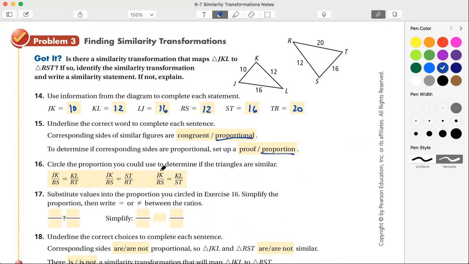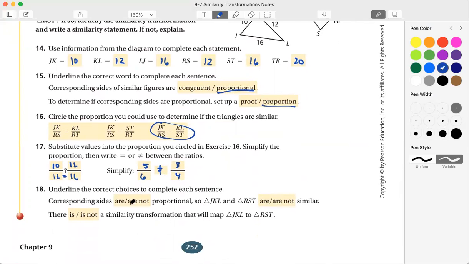So the following proportion I'm going to set up is this. Plugging in the numbers, is 10 over 12 equal to 12 over 16? Simplify it. Is 5 over 6 equal to 3/4? It does not equal. So corresponding sides are not proportional. So triangles JKL and RST are not similar. There is not a similarity transformation that will map these two triangles onto one another.